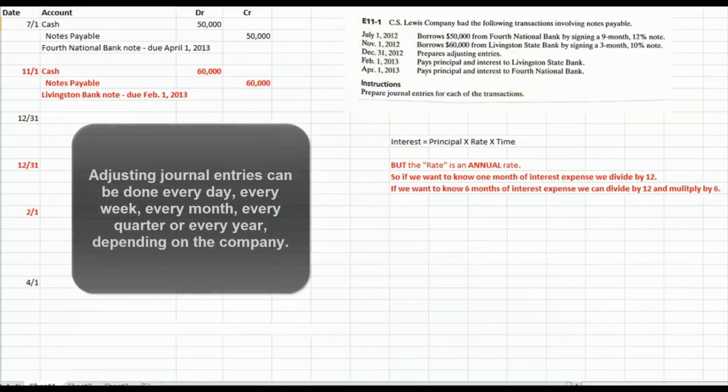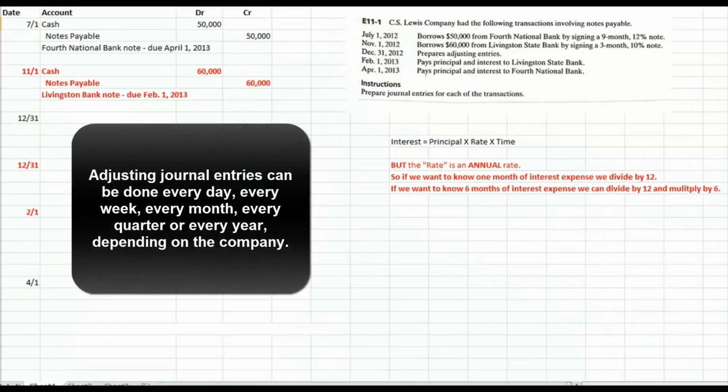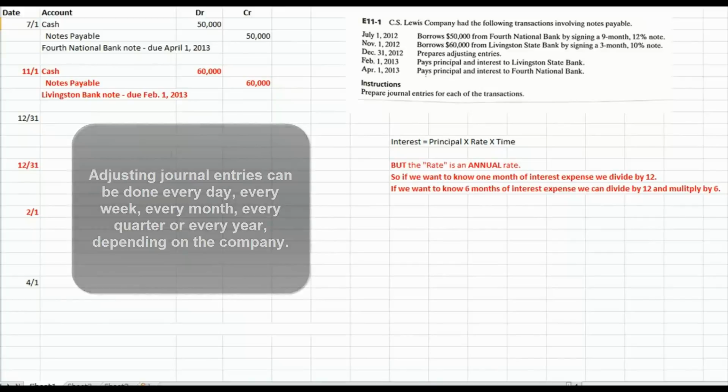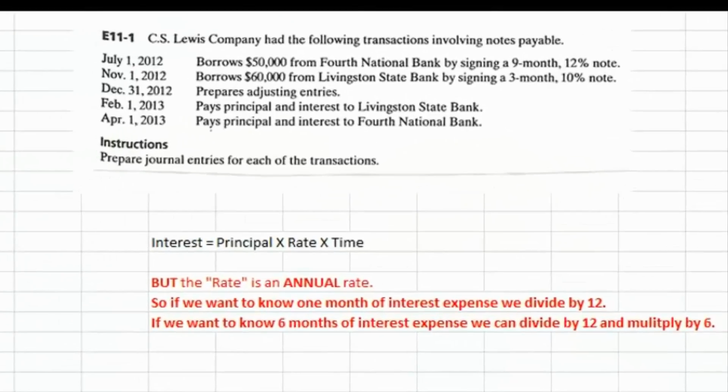On December 31st, we finally prepare adjusting journal entries. Some companies do adjusting journal entries every month, some every quarter. These guys do them once a year. So let's do the Fourth National Bank note first. At December 31st, we owe half a year, or 6 months, worth of interest. We borrowed the money on July 1st, and it's now December 31st, so we have to book interest expense, even though we aren't writing a check, for 6 months.